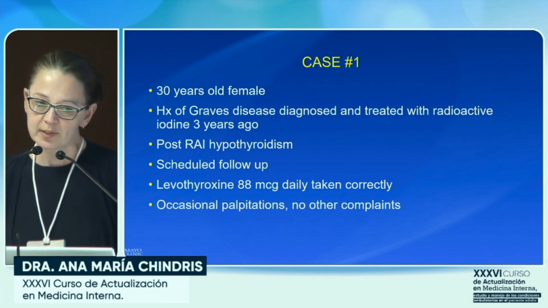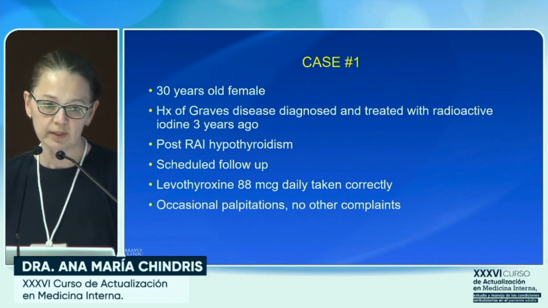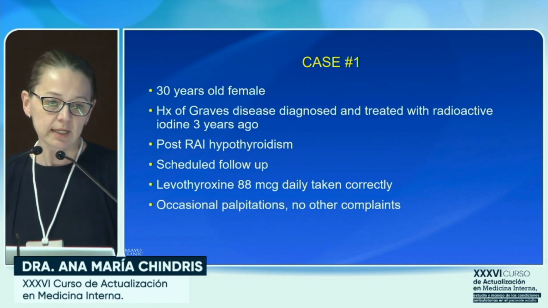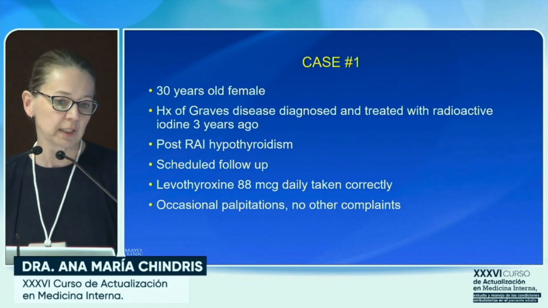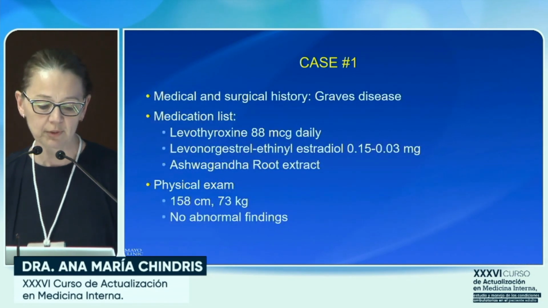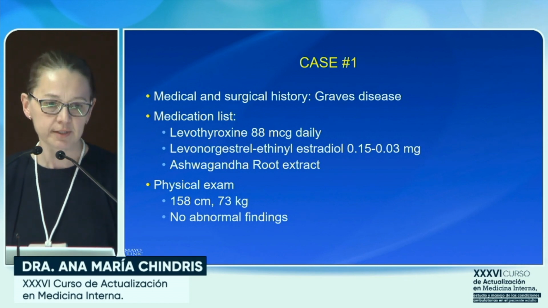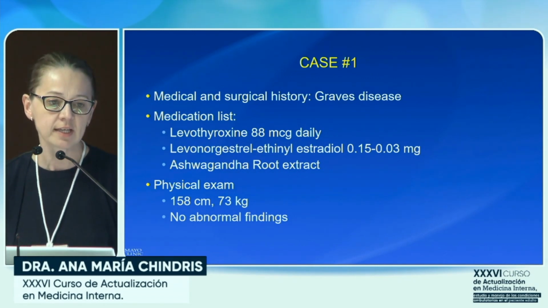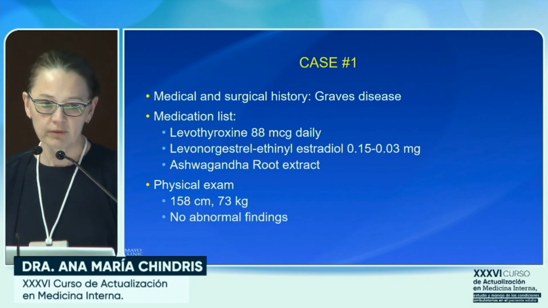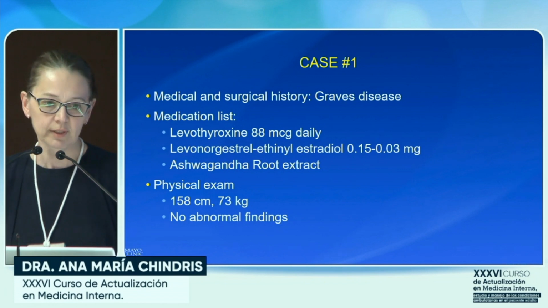She has been on generic levothyroxine, 88 micrograms, which she was taking correctly. And today, in the clinic, she was complaining of occasional palpitations, but nothing else in terms of complaints, doing otherwise okay. So not a lot in terms of her medical or surgical history. She only had Graves' disease. Her medication list included levothyroxine at 88 micrograms. Then she was also on oral contraceptives. And then she was taking a supplement, the ashwagandha root extract.